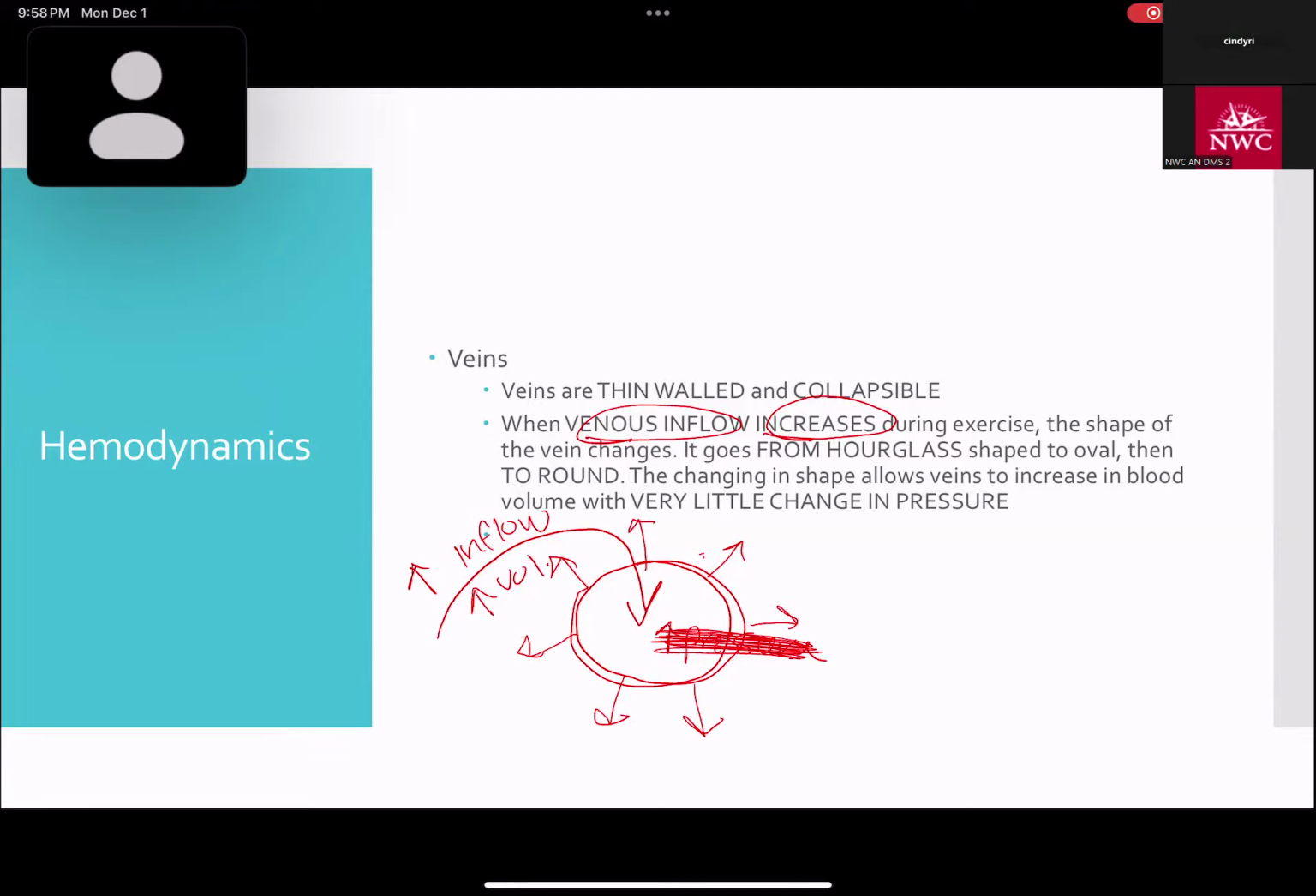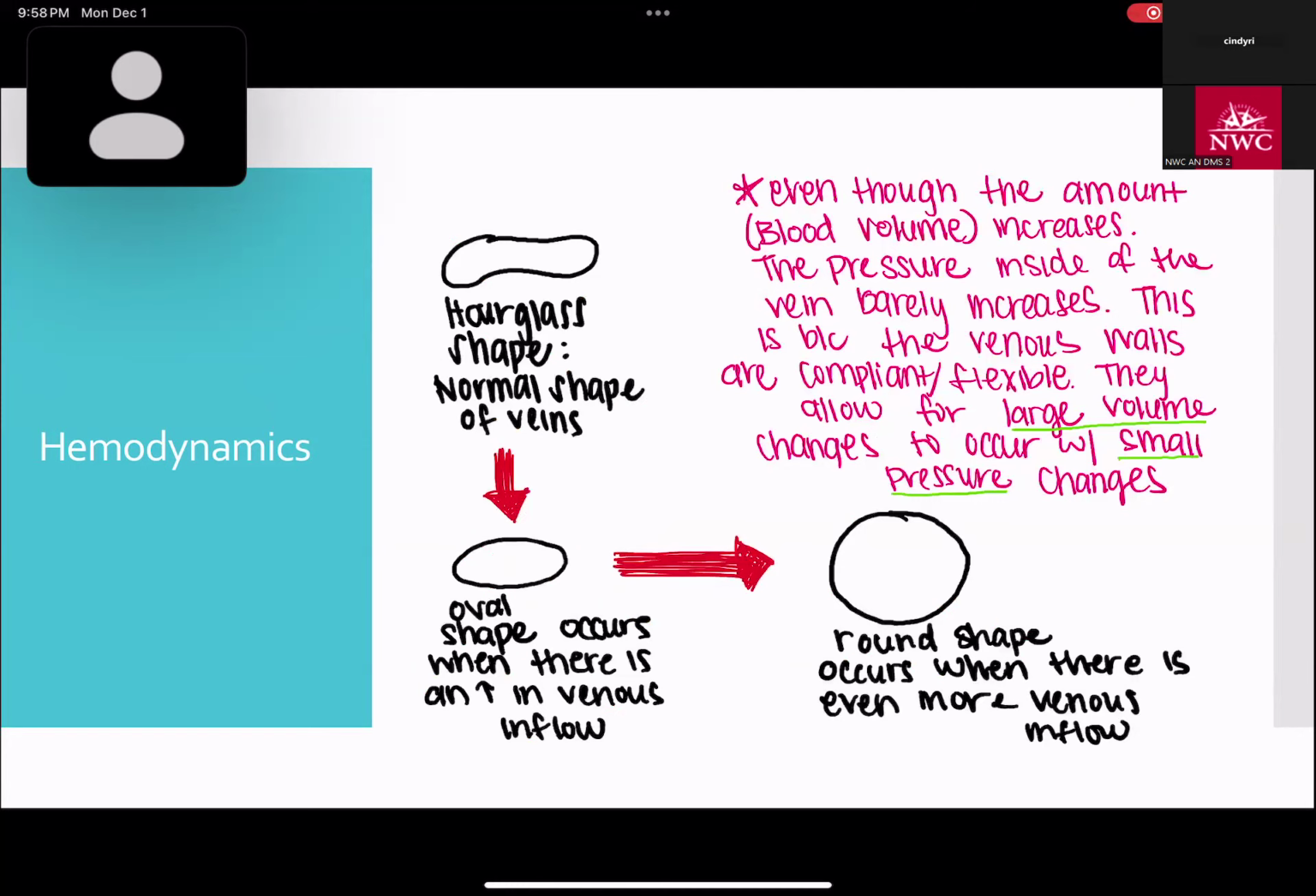And so let's take another look at that. So normally, veins have an hourglass shape. This is the normal shape of the vein, so somewhat of a collapsed state. Again, when there is an increase in venous inflow, the vessel will change shape from hourglass to oval and then finally to round.